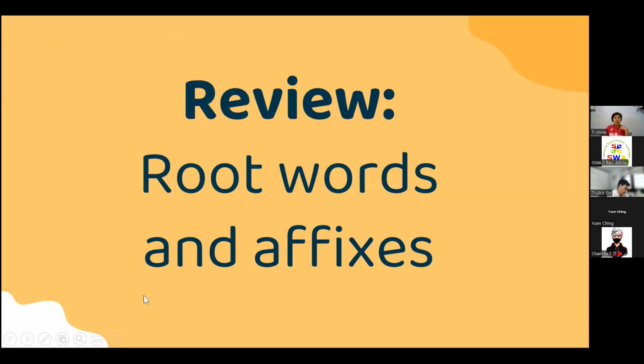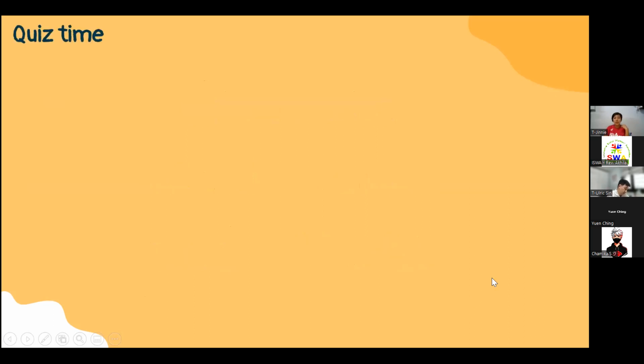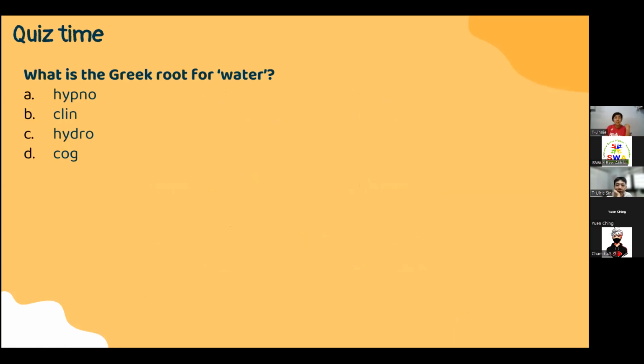Okay, so before we go into illustration and example, let's review root word and affixes. Oh, I see Mahisha is here. Last week we learned what prefixes are, what suffixes are, and that these two make up affixes, and we also learned some root words. So we're going to go into a quiz. For the first question, and for questions like this, if you do not know, I'll teach you. We review and go through how you can try to answer. This question is, what is the Greek root for water?